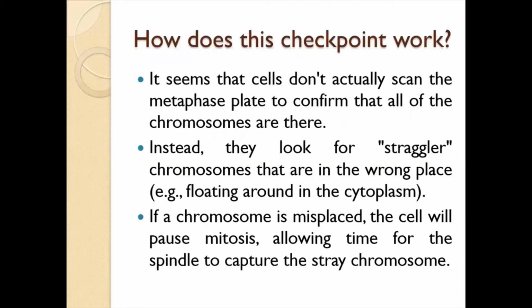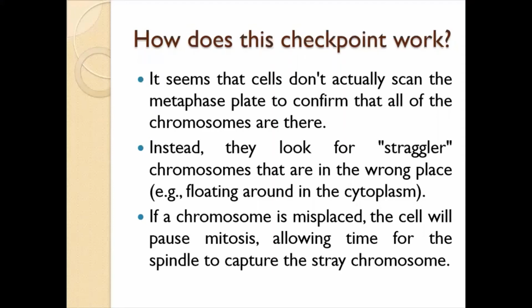So how does this checkpoint work? It seems that cells don't actually scan the metaphase plate to confirm that all the chromosomes are there. So cells do not have the ability to check the metaphase plate. Instead, they look for straggler chromosomes that are in the wrong place, which is much easier. It is better to find a wrong chromosome that is not supposed to be present in a place when the other chromosomes are in a metaphase plate condition.